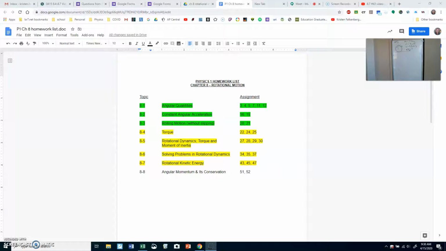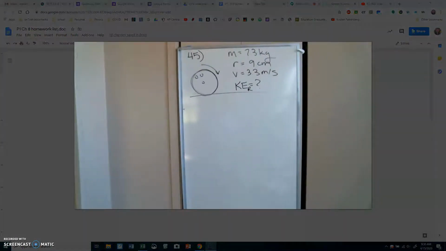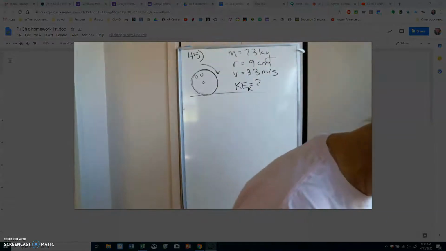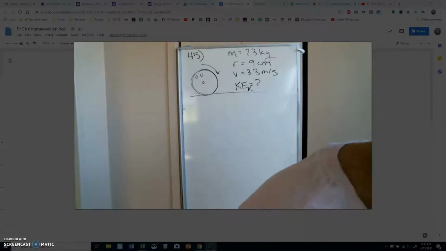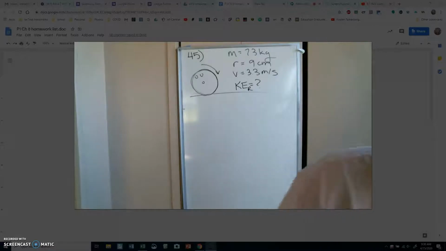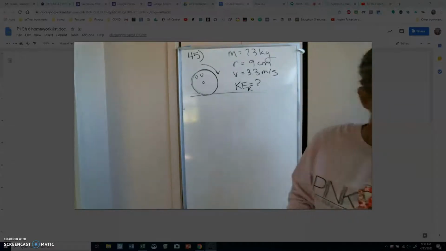All right, question on number 45. So we'll get this set up. I've got a bowling ball, mass 7.3 kilograms, radius 9 centimeters, rolls without slipping down a lane at 3.3 meters per second. Calculate its total kinetic energy.